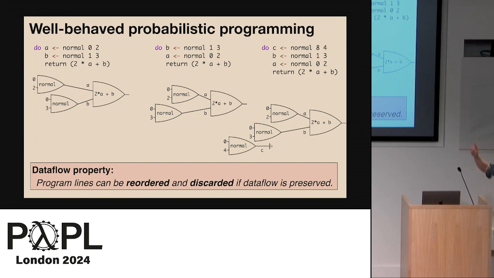Okay, and the point is I've got 3 programs here, and they're all the same. They should all do this. They should all give the same kinds of results, but they may do slightly different things along the way. So the first one draws A and then B. The second one samples B and then A. And the third one samples C and then B and then A, but doesn't use C.